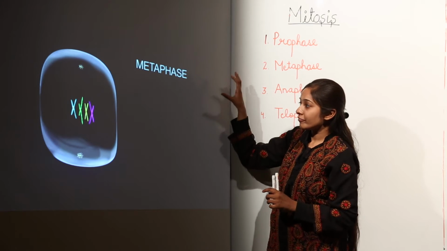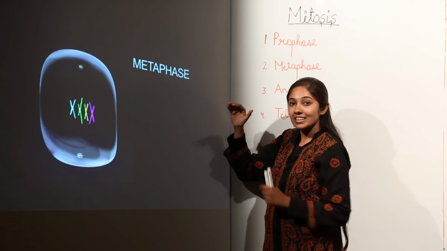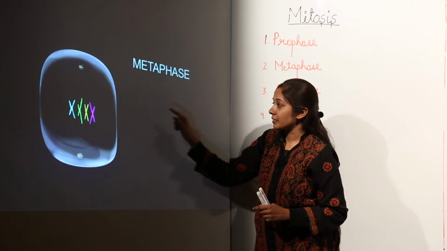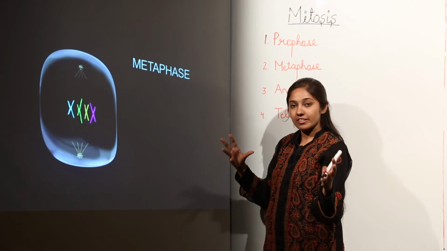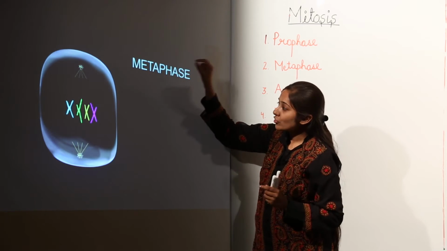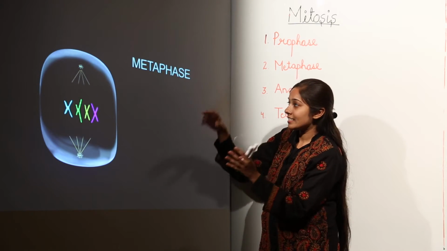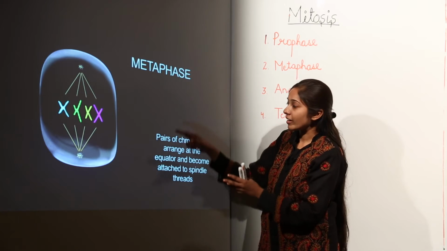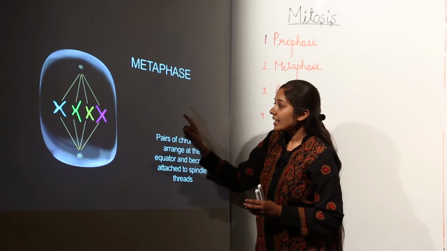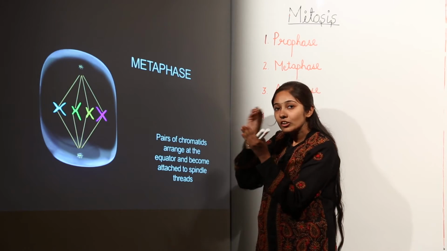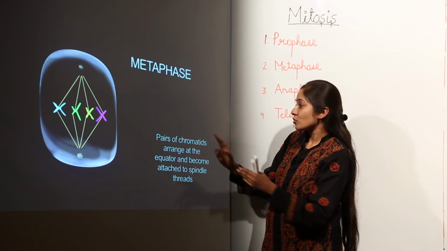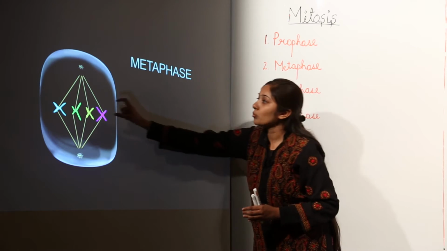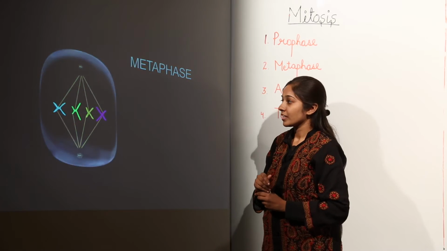And during metaphase, the chromatids arrange themselves at the equator. How are they going to arrange themselves at the equator? The centrioles are going to release some spindle fibers from the aster-like structures. There will be some spindle fibers which are going to attach to these chromosomes at the centromere, the central region. So the pair of chromatids is arranged at the equator of the cell.